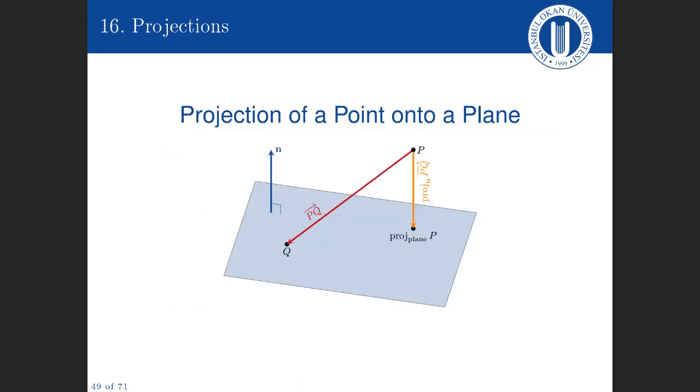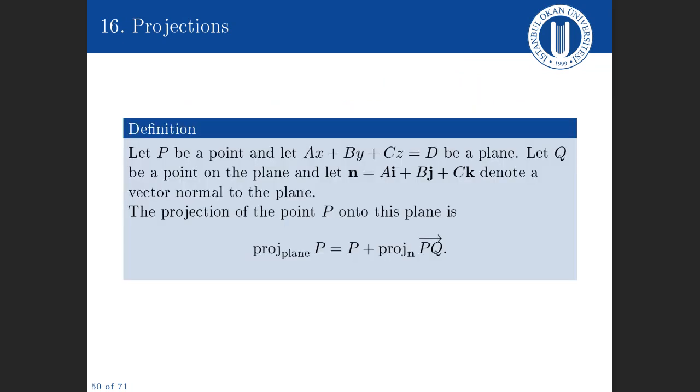The projection of a point onto a plane. So suppose we have our point P, and we want to either squash this down onto the plane, or if there's a sun up here, we're looking for the shadow of the point P onto the plane. Now we can see from this picture that if we started at the point P, and then if we did the orange vector, we would end up at the projection of P onto the plane. So that's exactly what we do. The projection of the point P onto the plane is the point P plus the projection of the vector PQ onto the vector n.